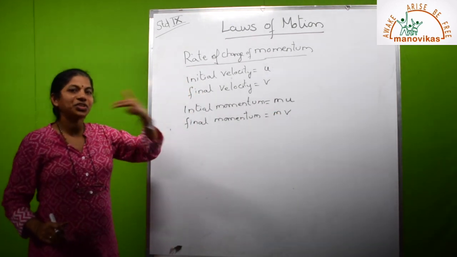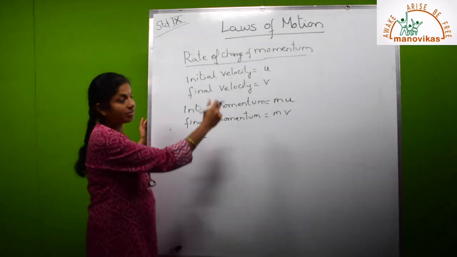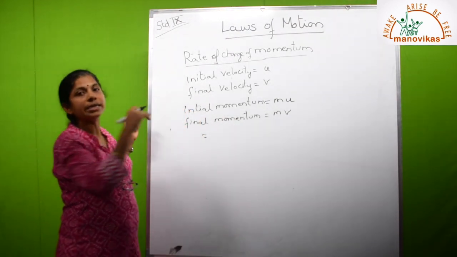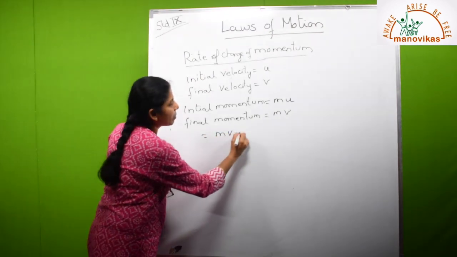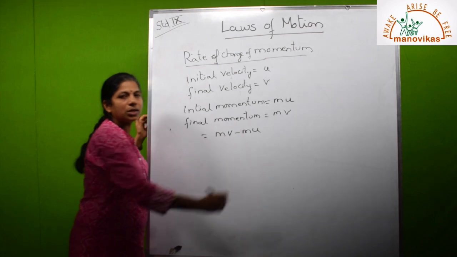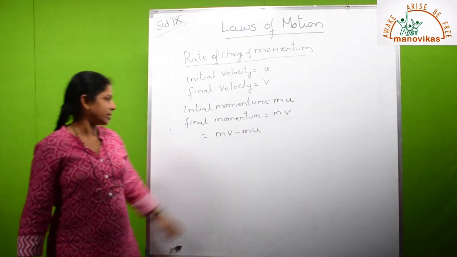So what will be the change in momentum? Now the change in momentum will be given by the difference between final momentum and initial momentum, which will be equal to m times v minus m times u. The v is the final velocity, u is the initial velocity.